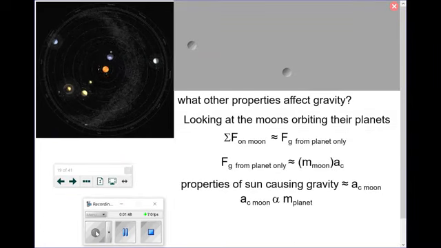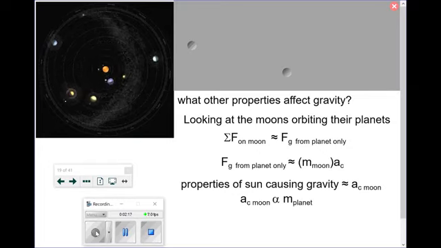So we follow the similar line of logic that we did before. The net force on the moons will be proportional to the force of gravity from the planet closest to the moon. There are other forces, but they're going to be so small and canceling out with each other that really the only force of consequence will be the force from the planet pulling the moon in orbit around it. The force of gravity from that planet is proportional to the moon's mass times its centripetal acceleration.